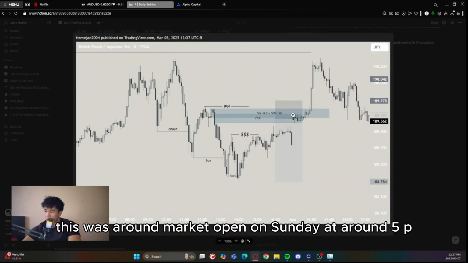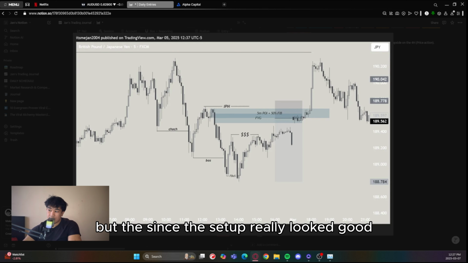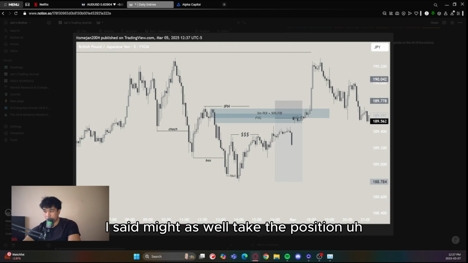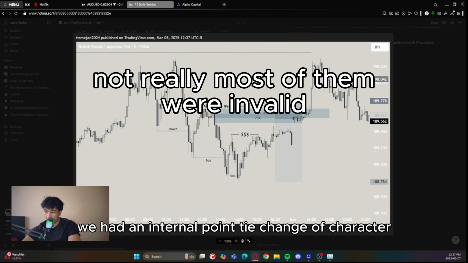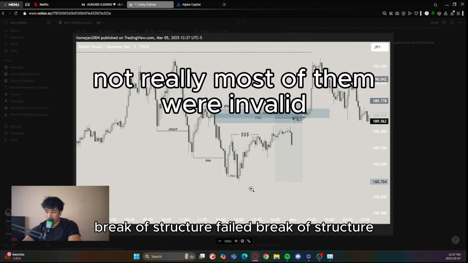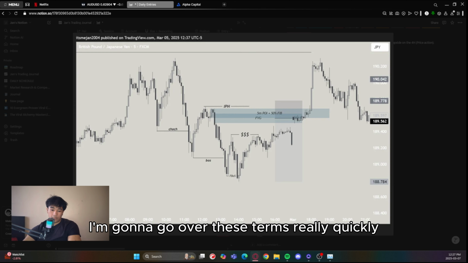This was around market open on Sunday at around 5 p.m. Normally, I do not trade on Sunday, but since the setup really looked good, I said I might as well take the position. It fit all my confluences. We had an internal point high, change of character, break of structure, failed break of structure, and then accumulation of liquidity, as well as a valid point of interest. I'm going to go over these terms really quickly.